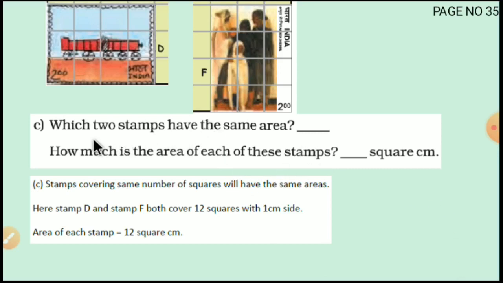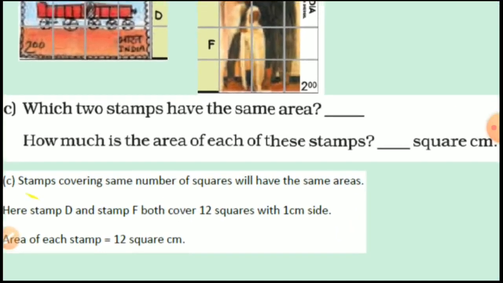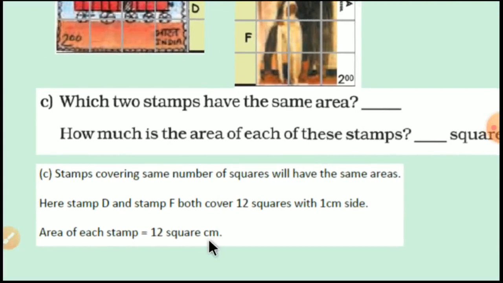Now which two stamps have the same area? We discussed earlier that stamp D and stamp F have same area. Why? Because let's see the answer. Stamps covering same number of squares will have same areas.